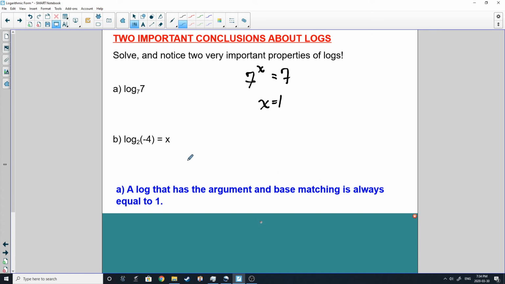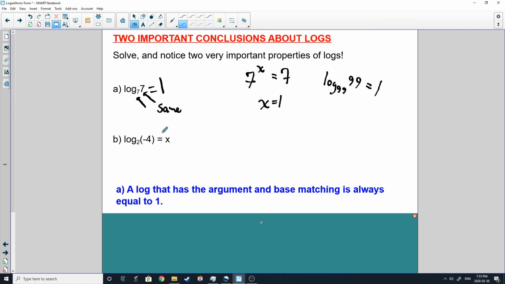My English is amazing there. So basically what I'm saying is if the base and the argument are the same, then you are guaranteed that this is going to equal 1 every time. So really quick, if I got log base 99 and the argument is 99, without doing a lot of work, I know it's 1, because 99 to the power of 1 is 99.